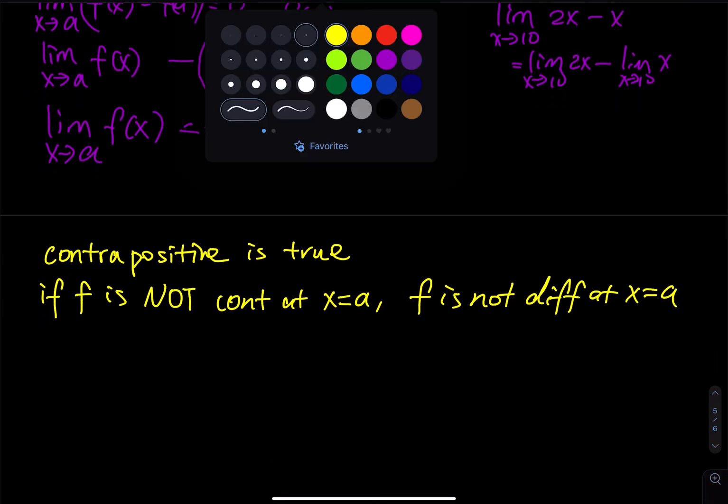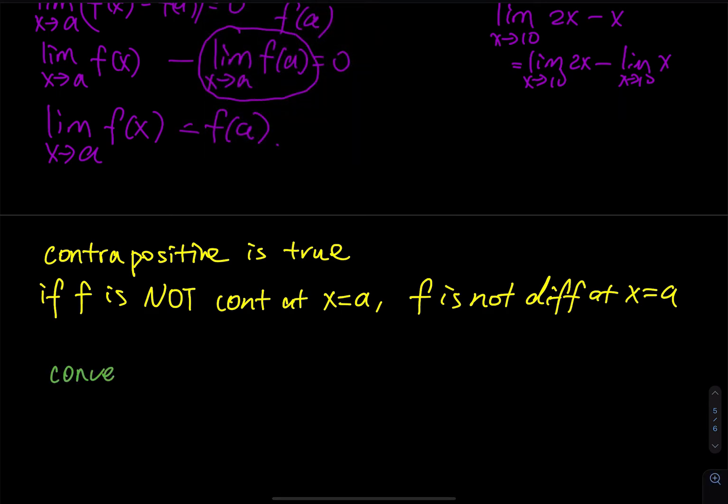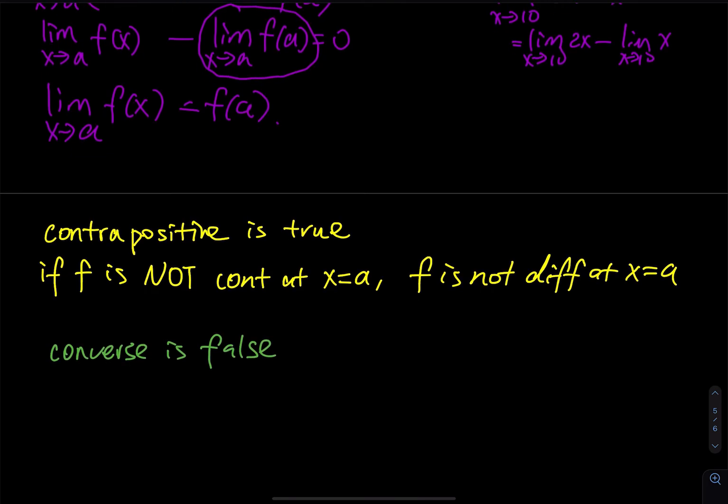And then one more thing I have to say is the converse is false. Why? The correct answer is, we just said that differentiability implies continuity, but continuity does not imply differentiability. You cannot go backward. We said differentiability implies continuity. That is a one-way implication. But continuity does not imply differentiability.